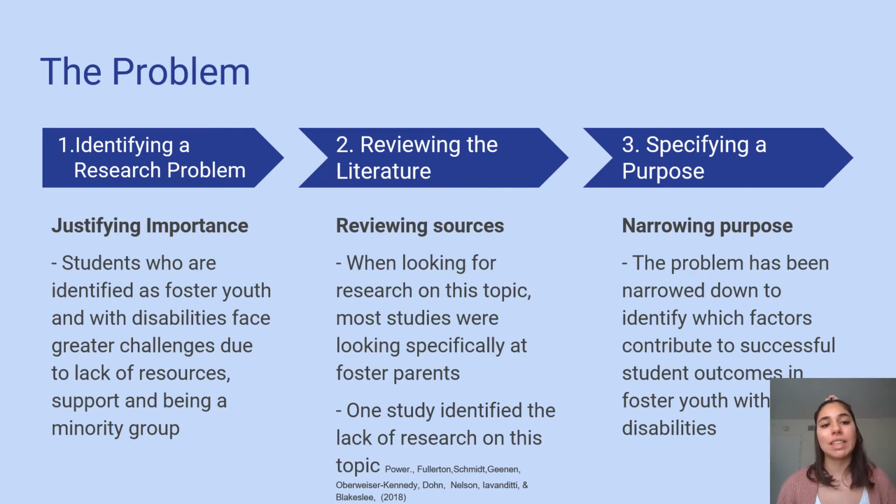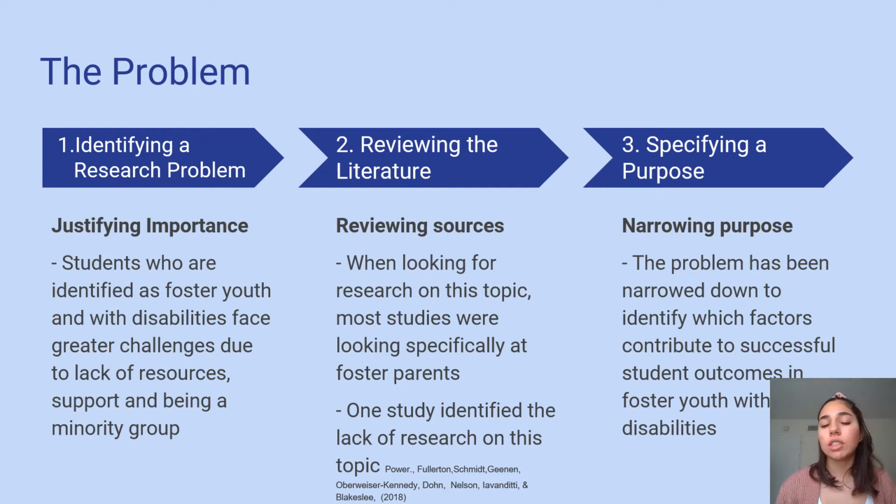The first step, again, identifying a research problem. And so I'm going to go with justifying the importance. So students who are identified as foster youth and with disabilities face greater challenges due to lack of resources, support, and being a minority group. So when I think of students who are foster youth and are identified with a disability, they're already a minority within a minority. So they are at less of an advantage. They have more disadvantages, they have greater challenges to overcome. And so that's why I think that this is an important topic to dive into, especially as educators.